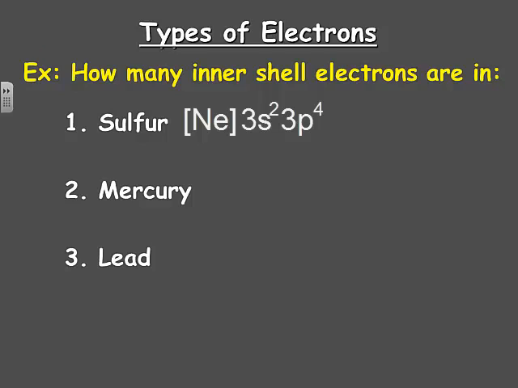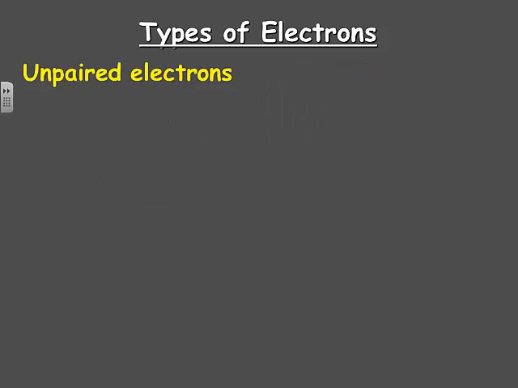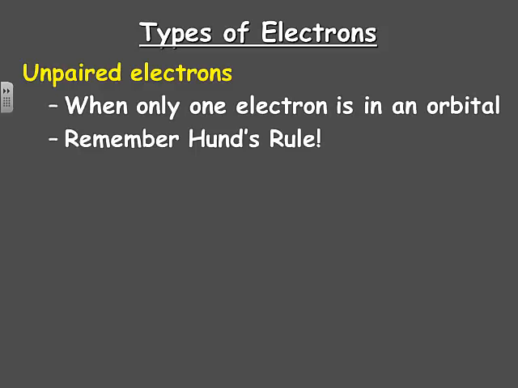We'll do these other two examples in class. Now let's look at unpaired electrons. What is an unpaired electron? Well, it's when only one electron is in an orbital that could hold 2 but only currently holds 1.